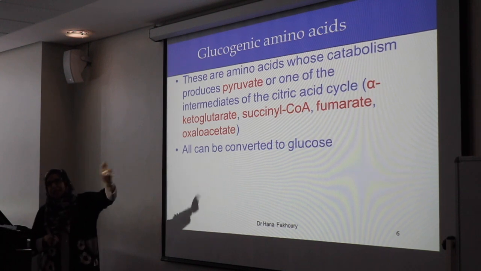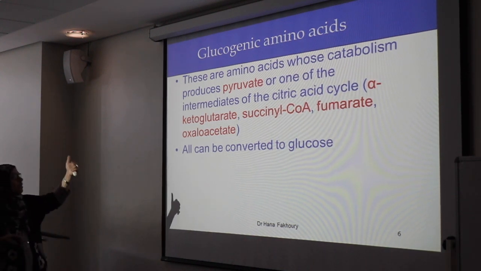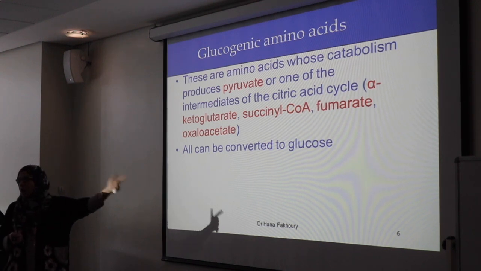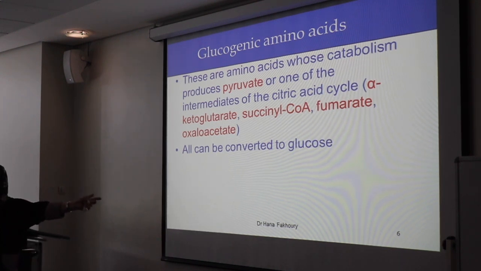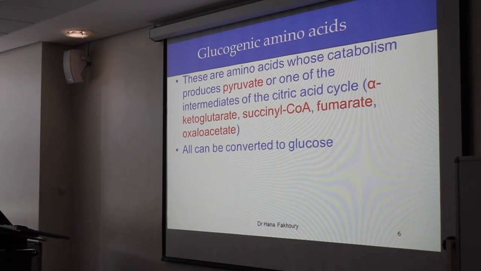The glucogenic amino acids, we defined them before we started the lecture: these are the ones that will give me pyruvate or one of these 4 intermediates of the Krebs cycle. Are you required to know them? Yes. What are these 4 intermediates of the Krebs cycle?